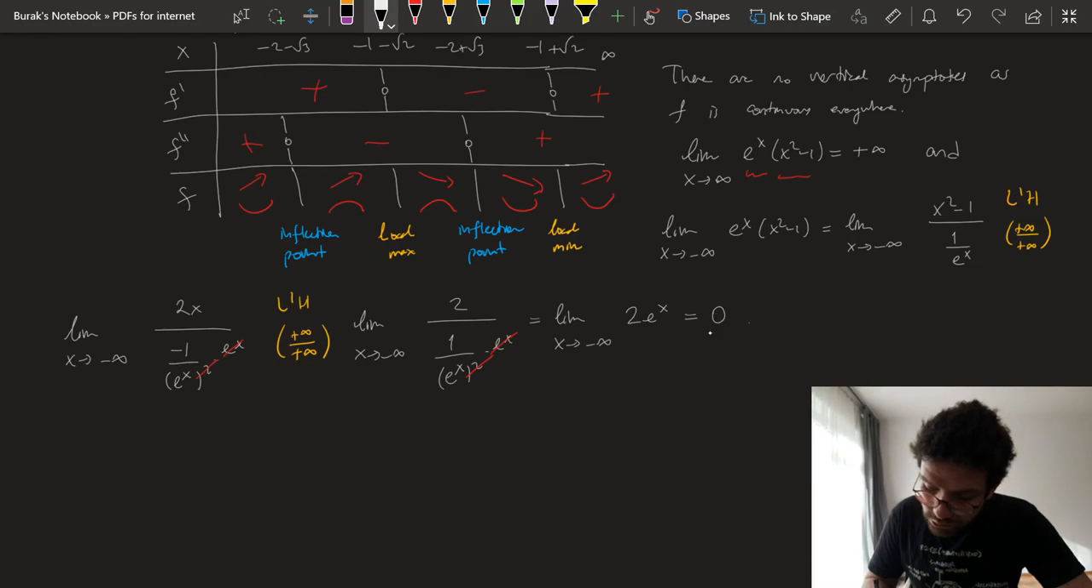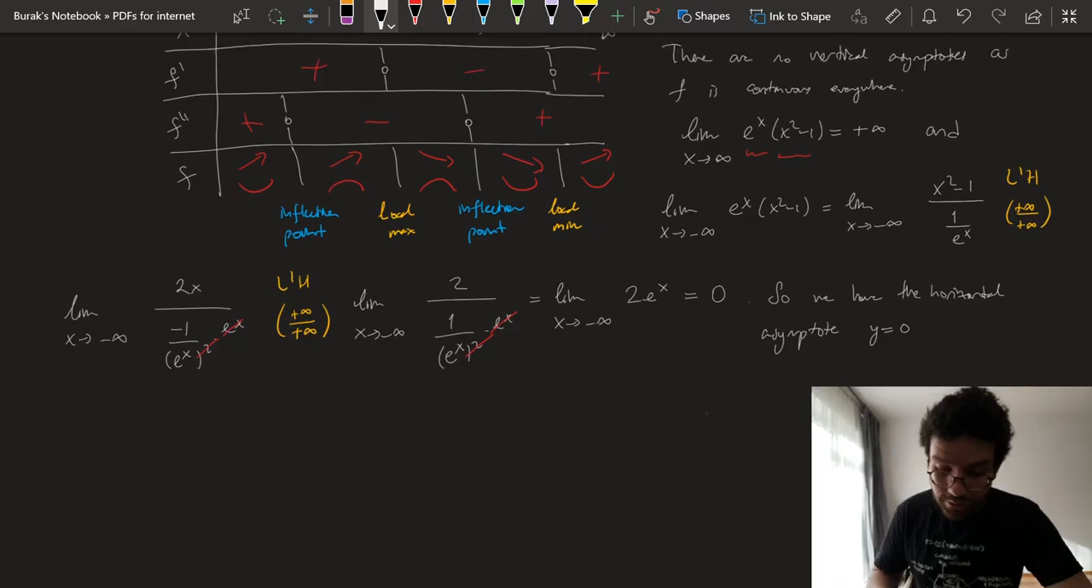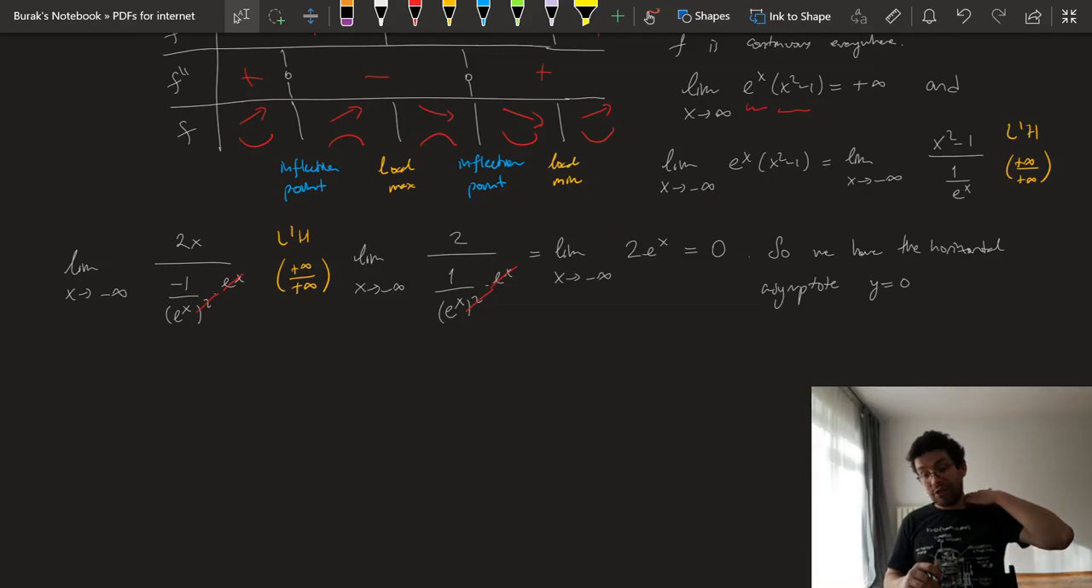Okay, so we have the horizontal asymptote y equals 0. Okay, now are there any oblique asymptotes?